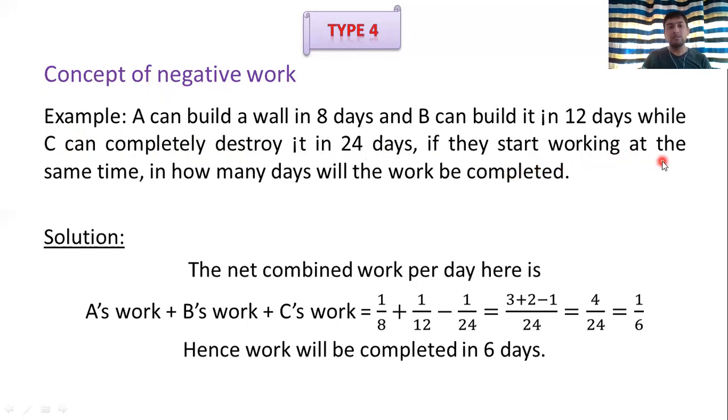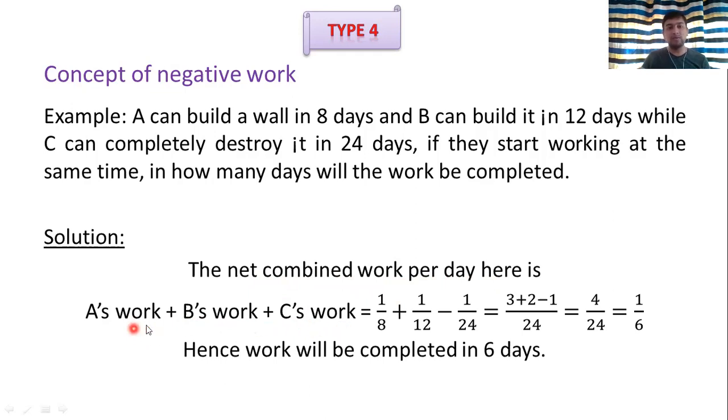If they start working at the same time, in how many days will the work be completed? See, A and B are building the wall. C is destroying the wall. So what will be the net combined work per day? A's work plus B's work plus C's work. A and B are constructing, and C is destroying. That means A and B are doing positive work, C is doing negative work. As C is doing negative work, we have to subtract it.